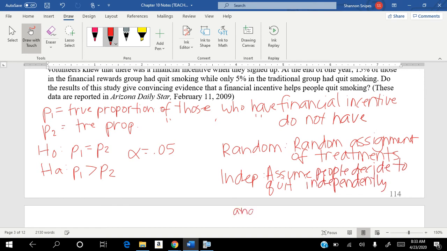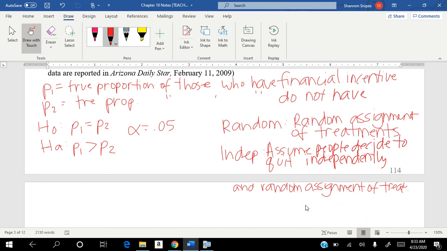And random assignment of treatments pretty much ensures that the results are independent. So your individual outcomes are independent. Okay, so I'm going to read that again. That's horrible. Gosh, my handwriting.